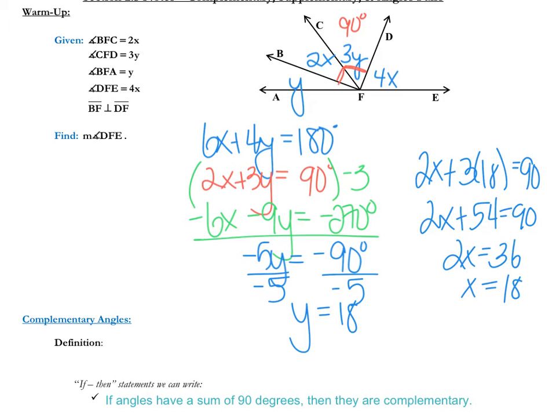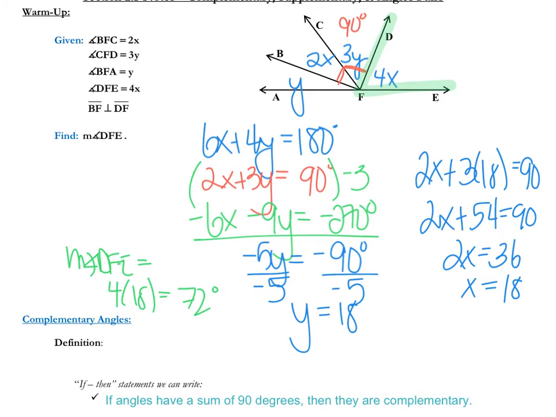Now, the big thing we have to remember is to still find the measure of the angle. Okay? So the measure of the angle is DFE. DFE is 4 times x. So the measure of angle DFE is 4 times 18, which is 72 degrees.